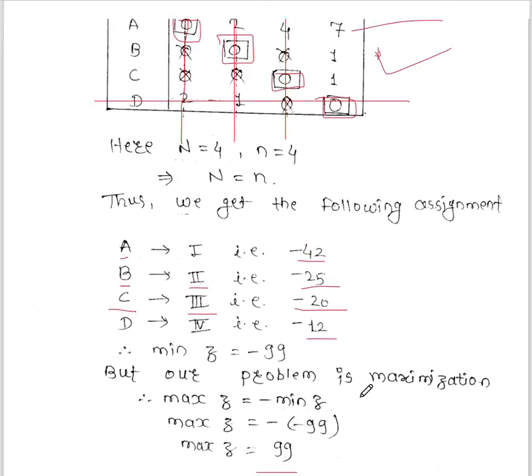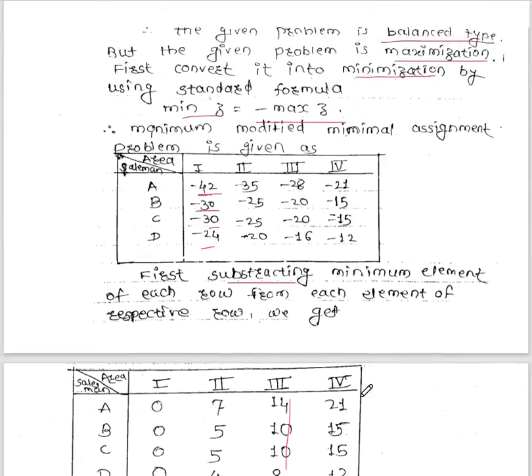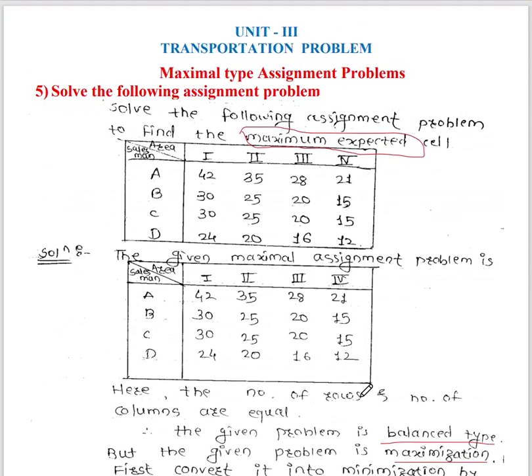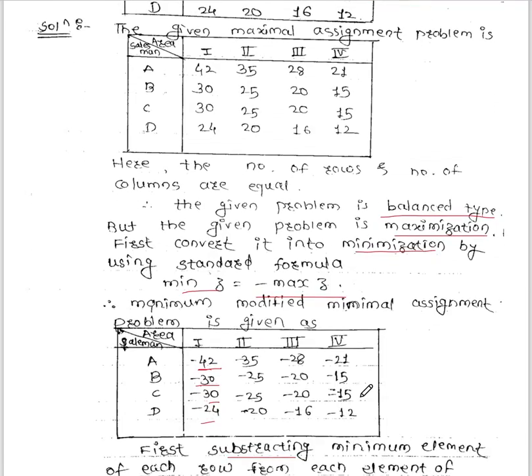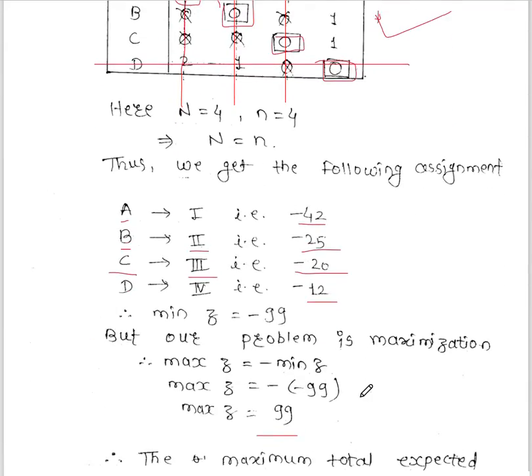So this is the complete problem. You have to read it step by step. You have to understand this problem step by step. Then you can easily solve such types of problems. Okay, so this is the first one. This is the maximal type problem.